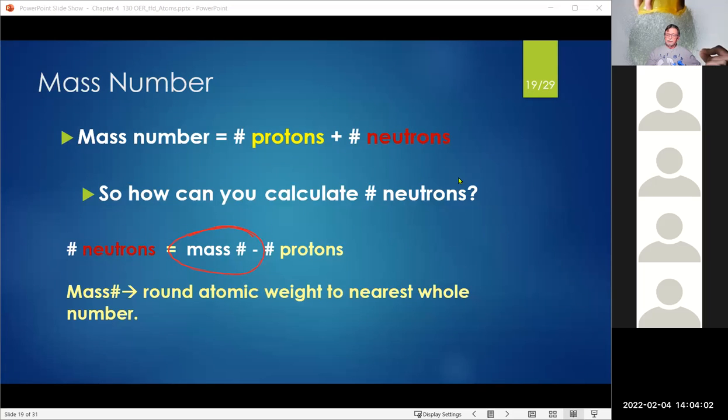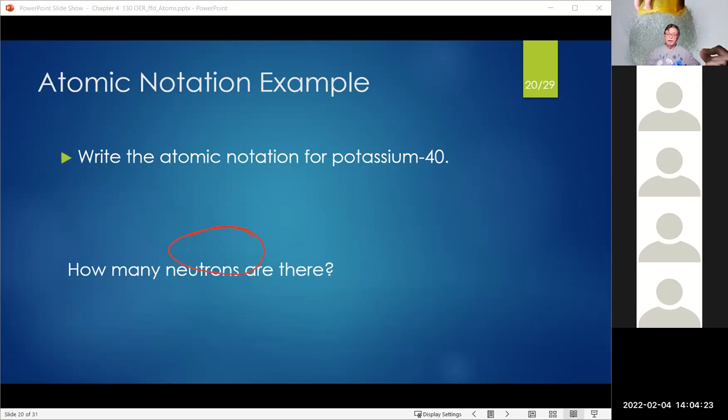And that is for the most common isotope, because we're not always working with the most common isotope. So the periodic table shows the most common isotope atomic weight by taking the whole number of the atomic weight, okay?